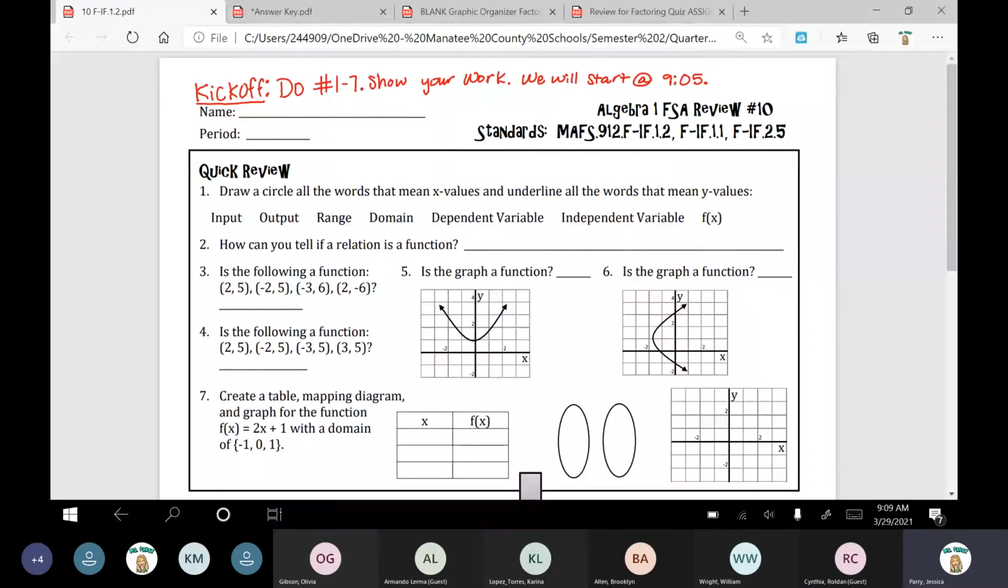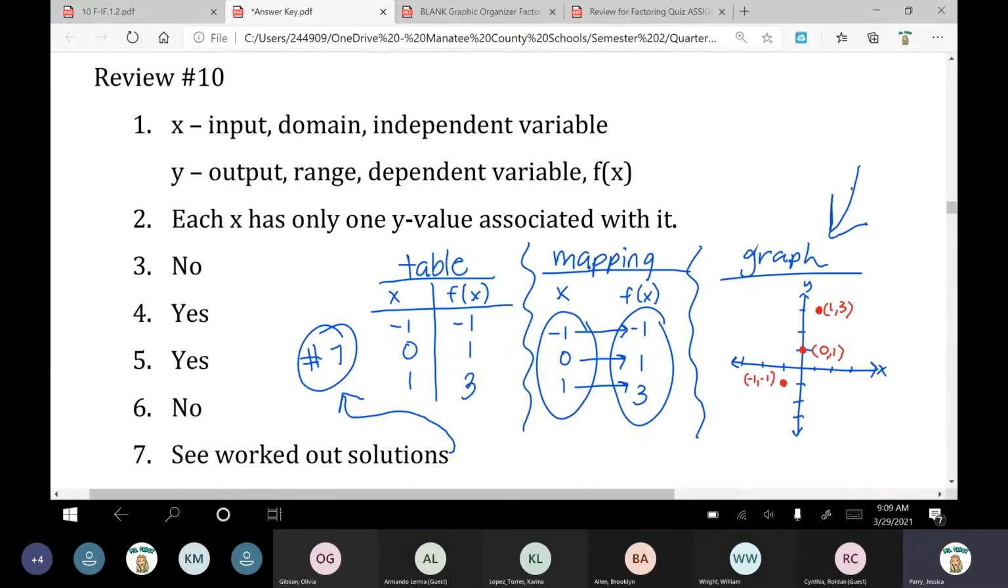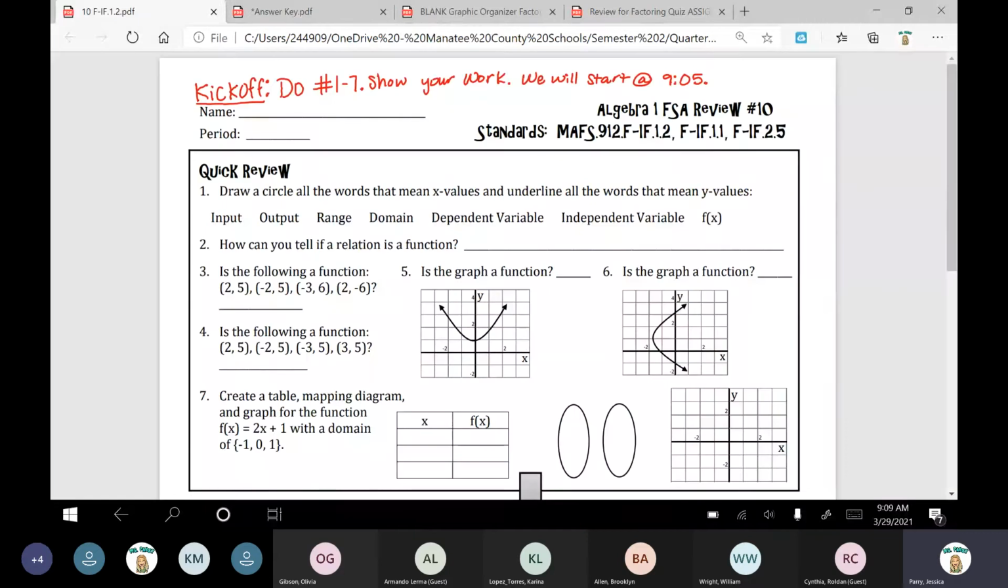And then to check if it's a function, our answer says each X has only one Y value associated with it. Another way to check as well, when you're doing numbers 5 and 6, it says, is the graph a function, yes or no?